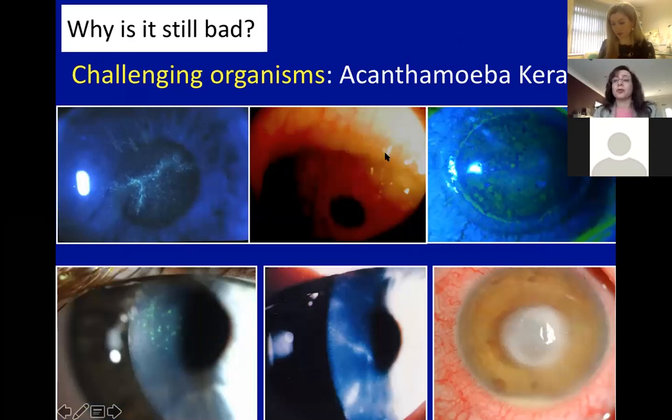Limbitis is quite common with acanthamoeba, and it can be an early or late sign. But the pathognomonic sign is keratoneuritis. If you see perineuritic infiltrate around the corneal nerves, that is pathognomonic for acanthamoeba.